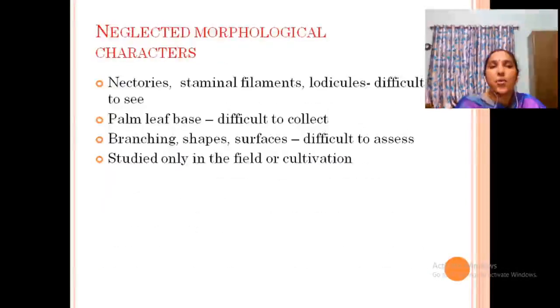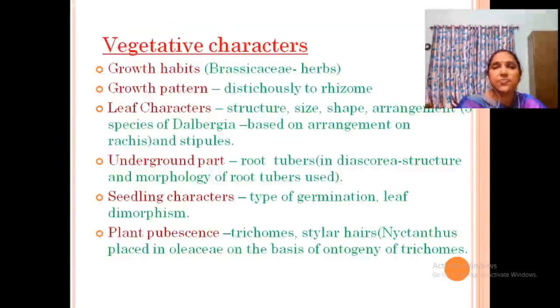Now, some of the characters we usually neglect. Morphological characters like staminal filaments, lodicules in the case of Gramineae, nectaries, palm leaf base and branching shapes are usually ignored because they are difficult to study.